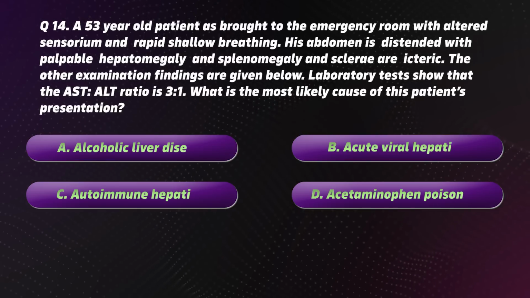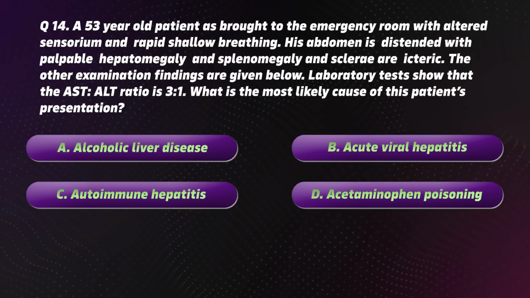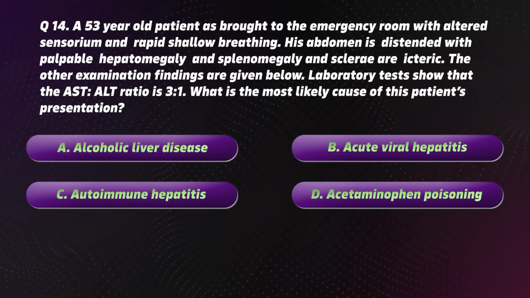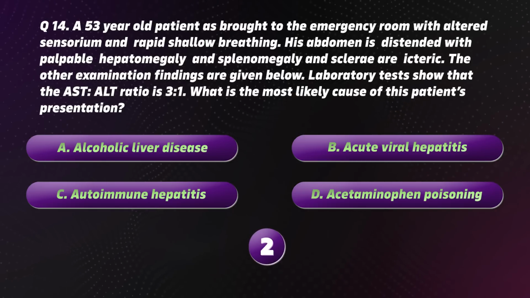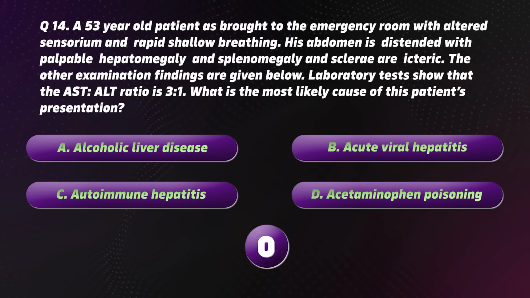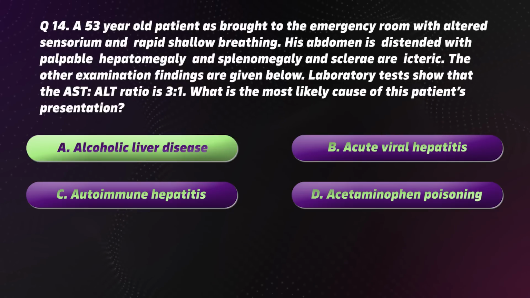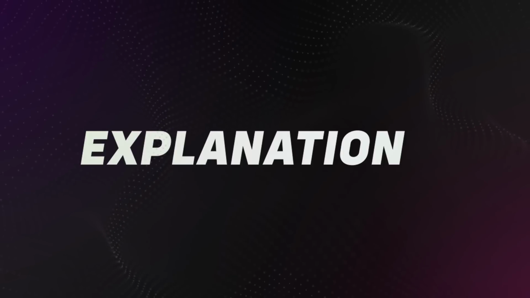What is the most likely cause of this patient's presentation? Here are the options. A. Alcoholic liver disease. B. Acute viral hepatitis. C. Autoimmune hepatitis. D. Acetaminophen poisoning. And the correct option is A. Alcoholic liver disease. Here is the explanation.